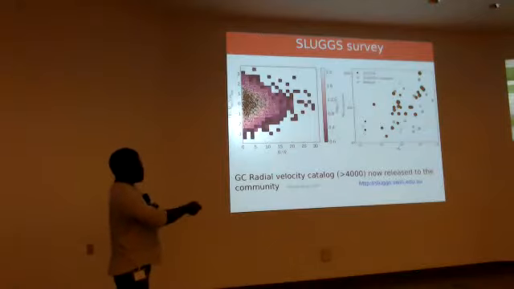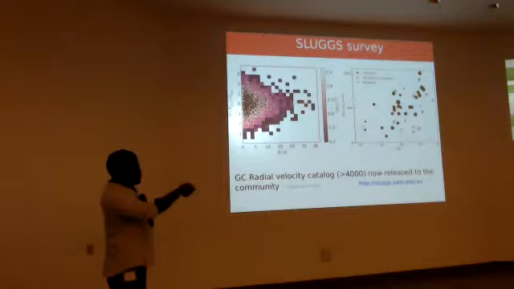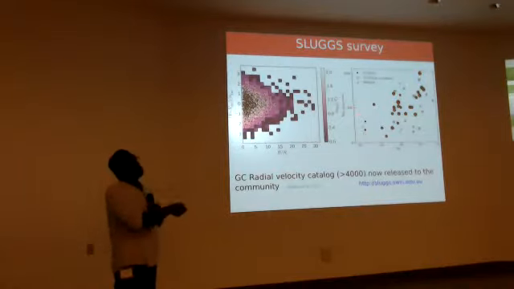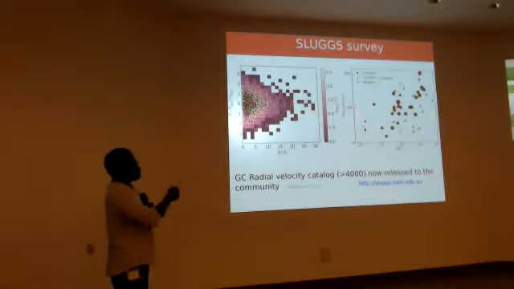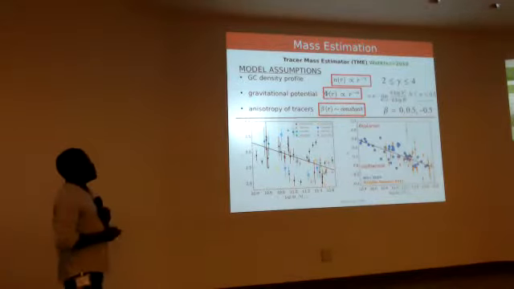If you look at this plot, I'll try to draw your attention to it. You'll see that at the low stellar mass end, we've got lots of data, and that's going to help. But we have quite a number of galaxies where the number of spectroscopically confirmed globular clusters is less than 100. That means you can't use sophisticated dynamical modeling techniques to actually measure your mass. And that's why for this study, we've decided to use the tracer mass estimator.